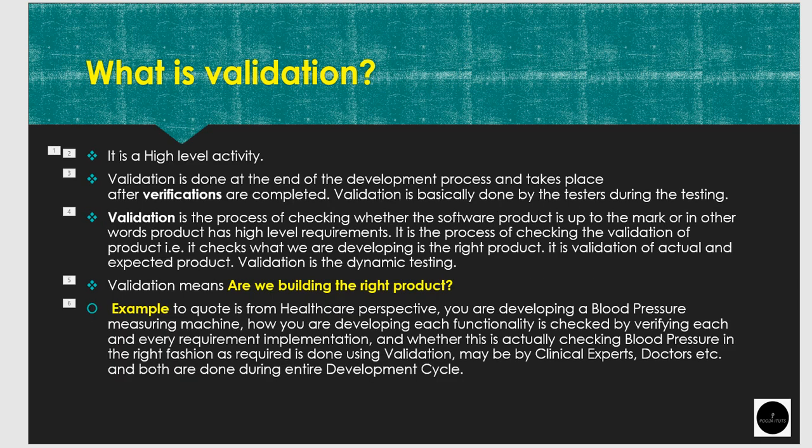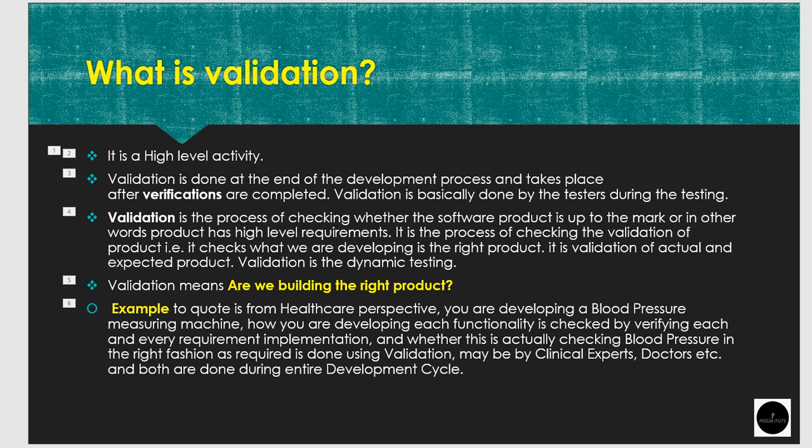Now let's see what validation is. It is a high level activity. Validation is done at the end of the development process and takes place after verifications are completed. Validation is basically done by the tester during testing. Validation is the process of checking whether the software product is up to the mark, or in other words, the product has high level requirements. It is the process of checking that what we are developing is the right product.